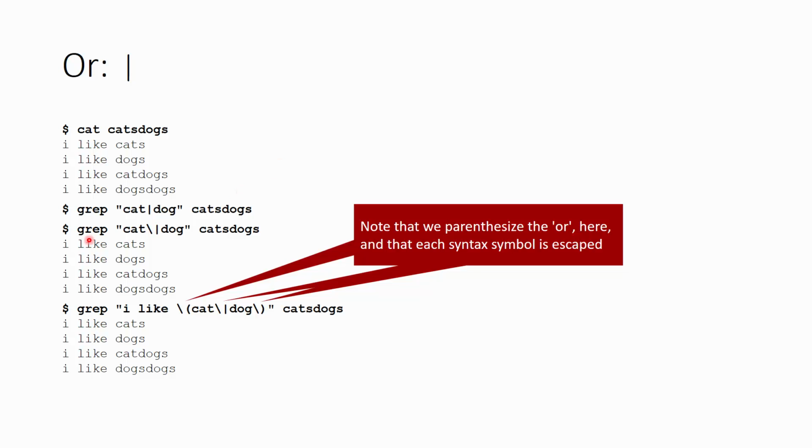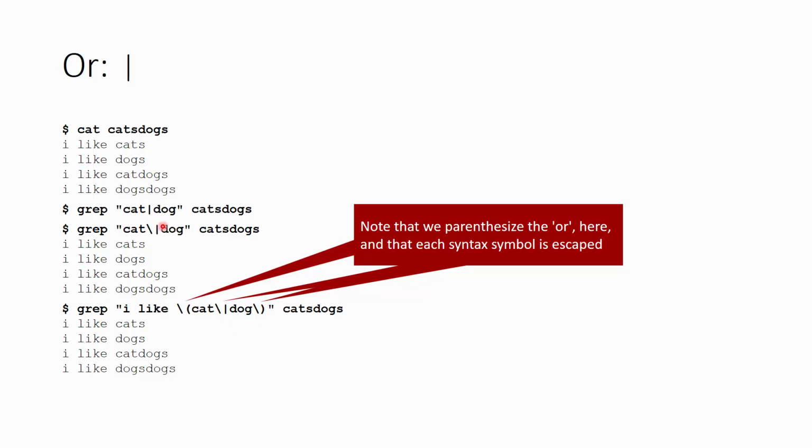Anyway, this line says match any line that contains cat or dog. So I like cats, I like dogs, I like cat dogs, and I like dogs all get returned because they all contain either cat or dog. The next one here, we can put this in the middle of a string.